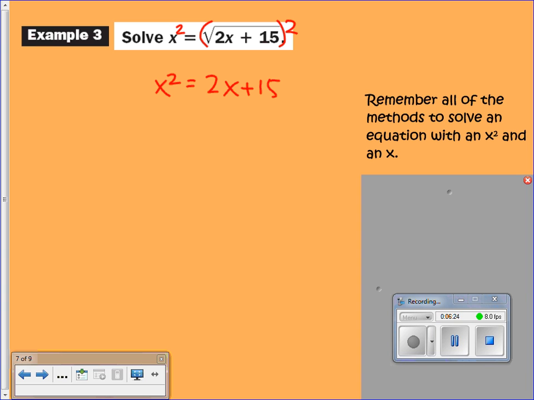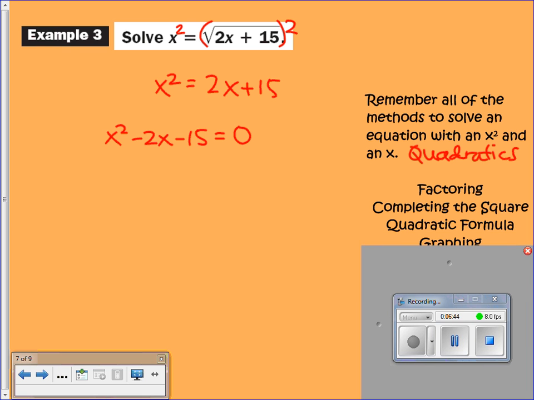That's right, folks. Welcome back to quadratics. I know you've missed it. I can hear you groaning. And remember, with quadratics, we can't do anything unless it equals 0. So let's subtract the 2x and the 15. And now I have x squared minus 2x minus 15.